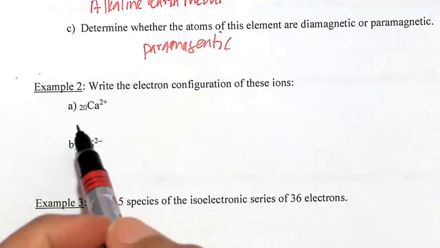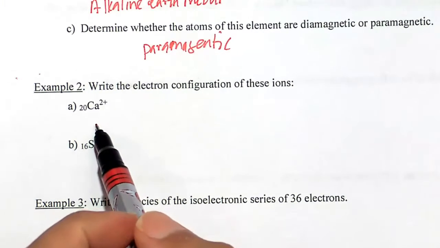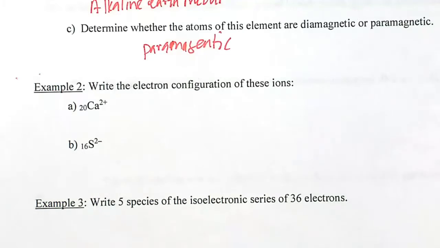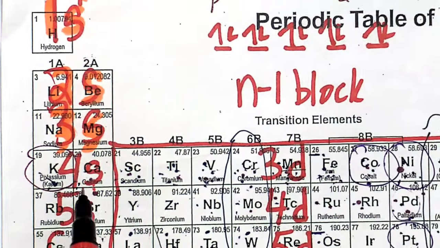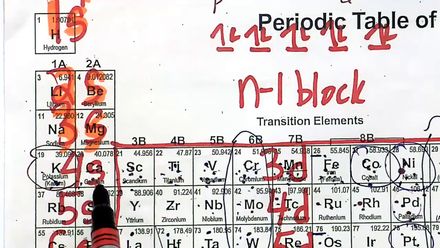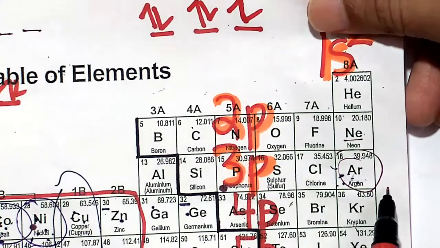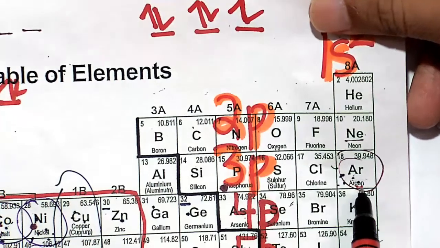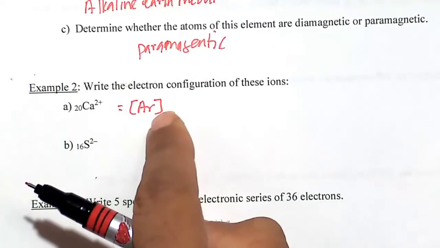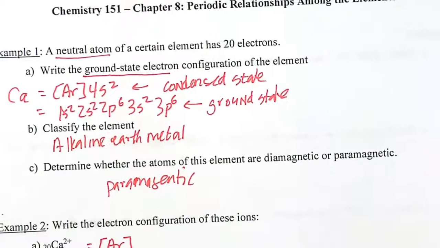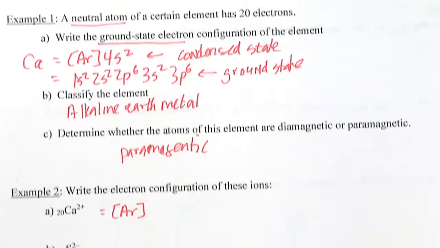Write the electron configuration of these ions. Calcium plus 2. Well, this should be easy, hopefully by now. Calcium is losing 2 electrons. Here is calcium right here in the 4s2. It loses those 2 electrons. It's going to have the same electron configuration as argon. And we already know argon has this electron configuration in its full ground state.